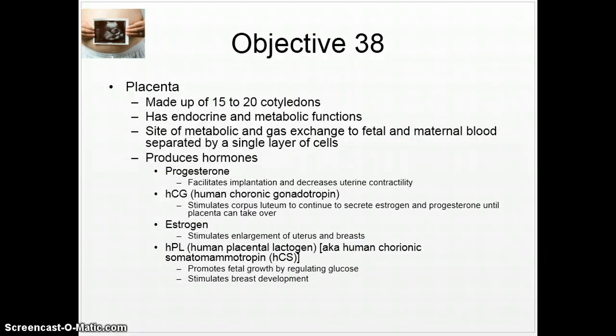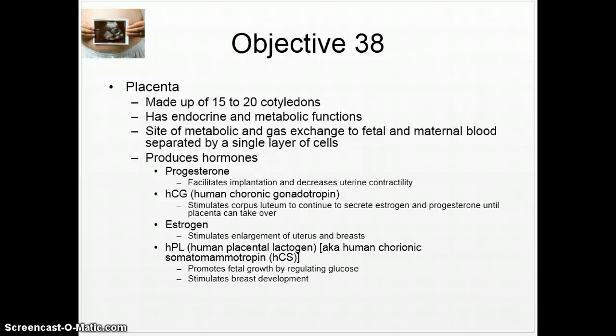The placenta is made up of between 15 and 20 cotyledons. It has both endocrine and metabolic functions. The placenta is a site of metabolic and gas exchange to the fetus and maternal blood, which is typically separated by only a single layer of cells.